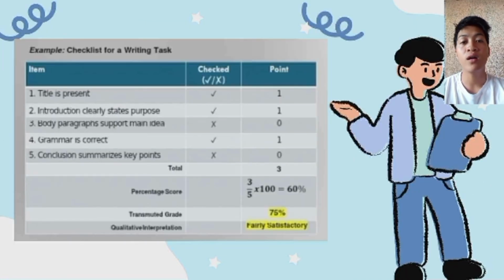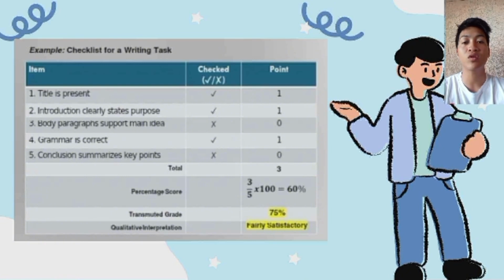In this example, we are looking for 5 specific things in a piece of writing: a title, a clear introduction, body paragraphs that support the main idea, correct grammar, and a summary at the end. So the next thing we do is give points based on whether the students did the task or not. If they did it, they get a check mark and 1 point. If they did not do it, they get an X and 0 points. In this example, the student got 3 points because they finished 3 tasks but missed 2.